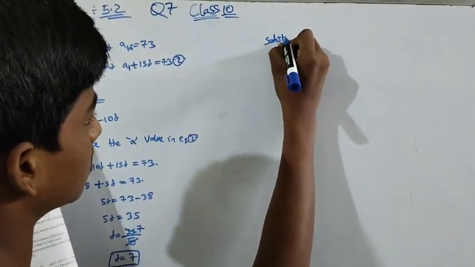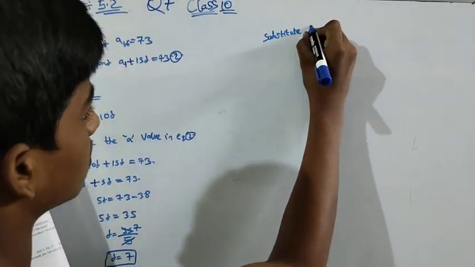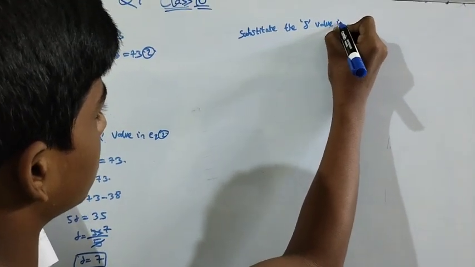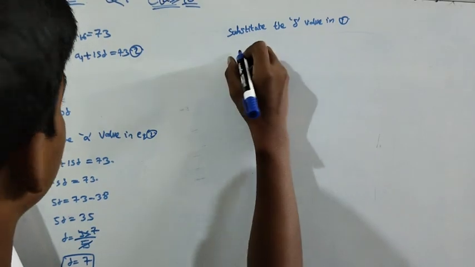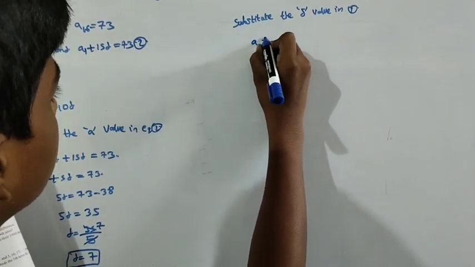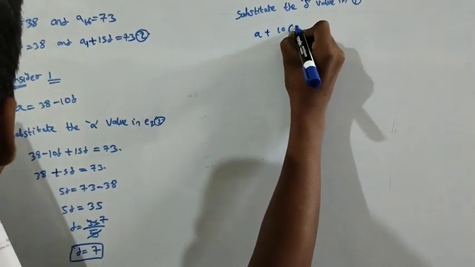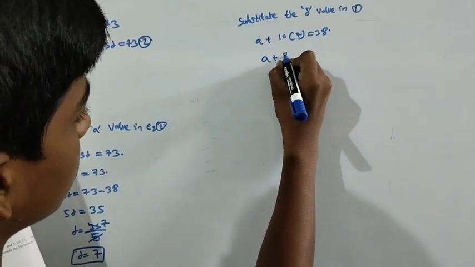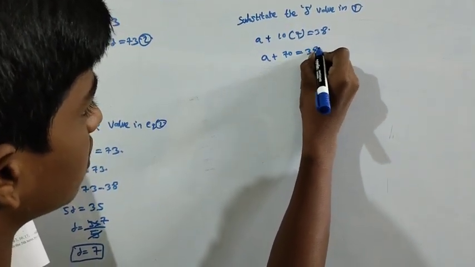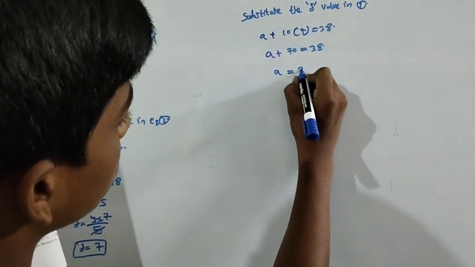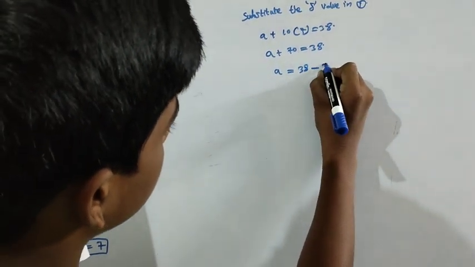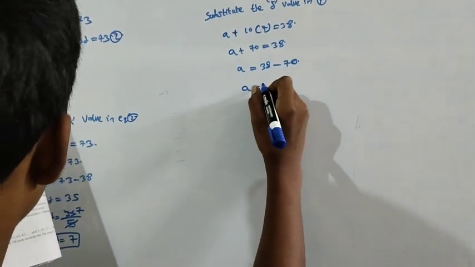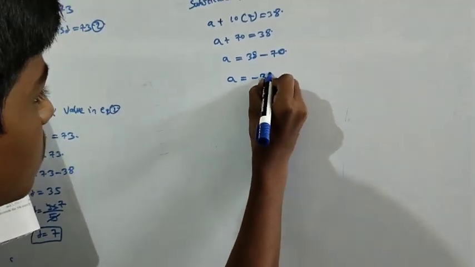Substitute the d value in equation 1. a plus 10 into 7 is equal to 38. a plus 70 is equal to 38. a is equal to 38 minus 70. a is equal to minus 32.